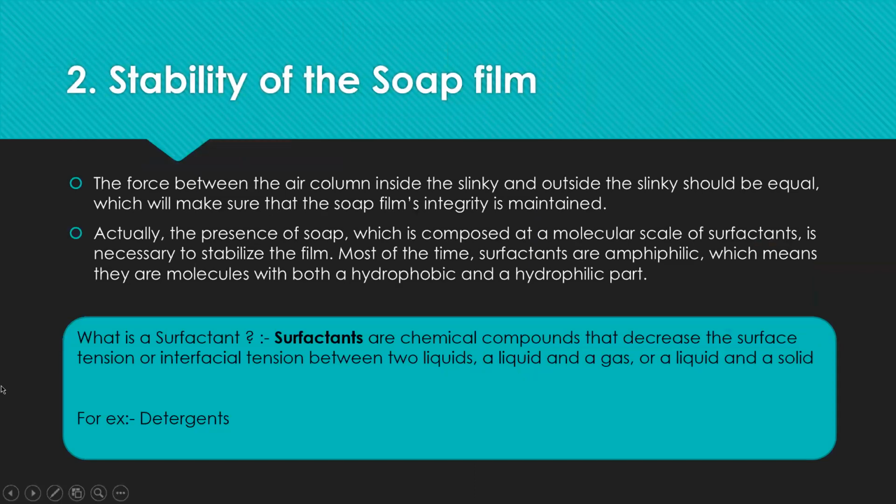So, what is a surfactant? Surfactants are chemical compounds that decrease the surface tension or the interfacial tension between two liquids, a liquid and a gas, or a liquid and a solid, for example, detergents.